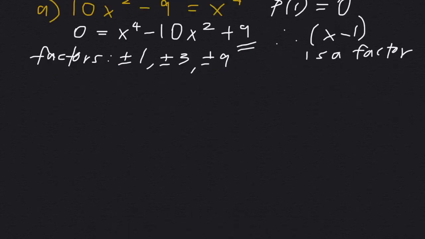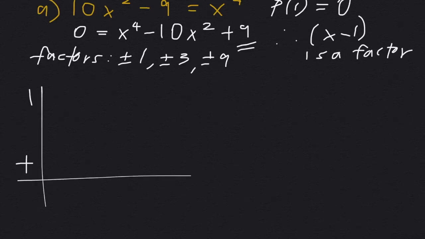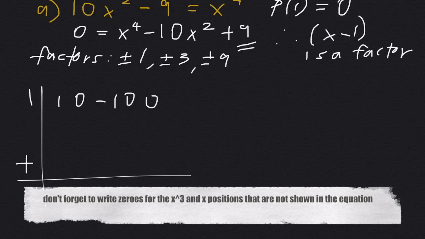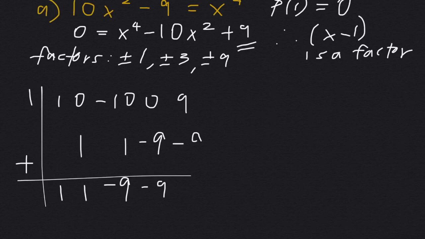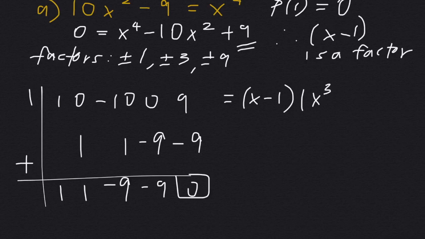We're now going to do synthetic division and set up our chart. So then we write down all the coefficients of the terms in the equation and proceed to do synthetic division. So we bring down the 1, 1 times 1 is 1, 0 plus 1 is 1, 1 times 1 is 1, negative 10 plus 1 is negative 9, and keep going, and in the end you will get 0. And so now you have x minus 1 times x cubed plus x squared minus 9x minus 9.